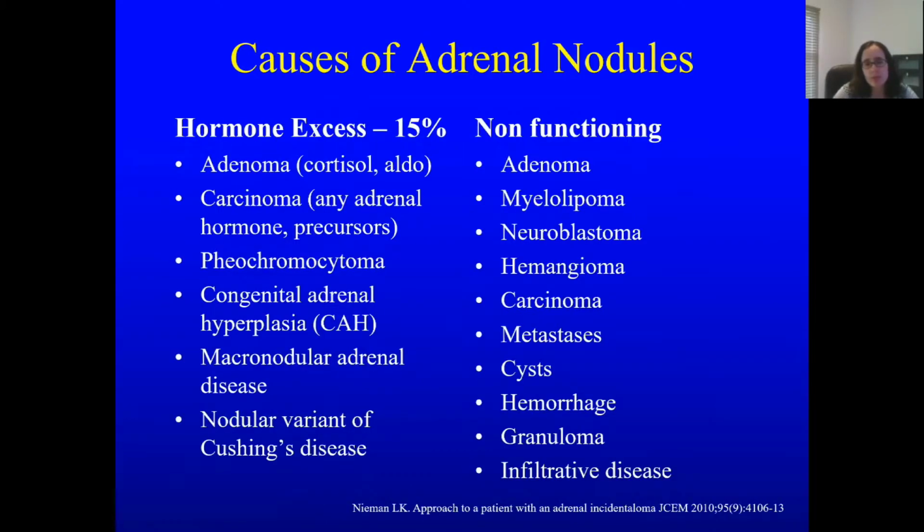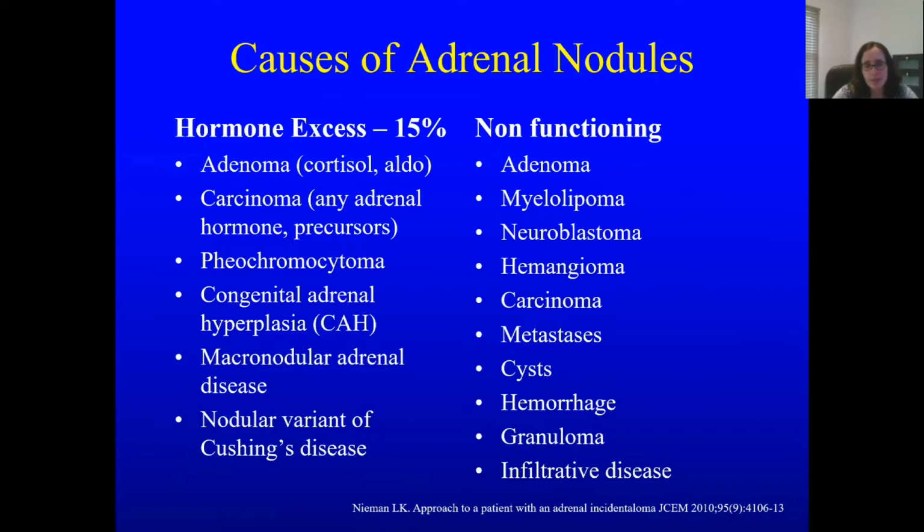Causes of adrenal nodules. We separate into those that produce hormones, hormone excess, versus non-functioning adrenal incidentalomas. In terms of those that produce hormones, you can see adrenal adenomas that produce cortisol or aldosterone. You can see adrenal cancer. Those can produce anything. Nothing is off limits for those. We often see a lot of the adrenal steroid precursors in those because they're very undifferentiated. You can have a pheochromocytoma, where you see an increase in the medullary adrenal hormones, catecholamines, as well as metanephrines. Congenital adrenal hyperplasia, they often have adrenal nodules. Macronodular adrenal disease and nodular variant of Cushing's disease.